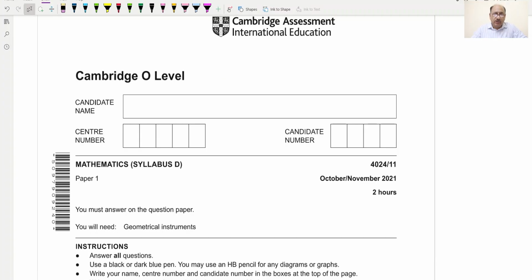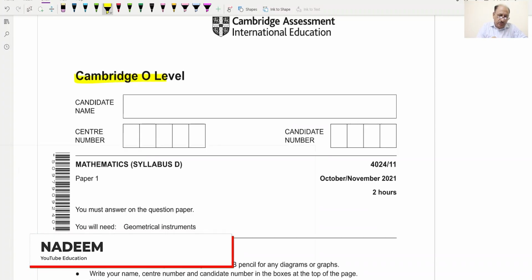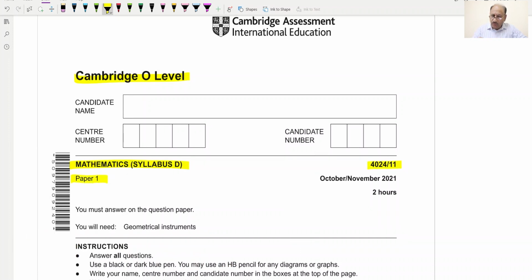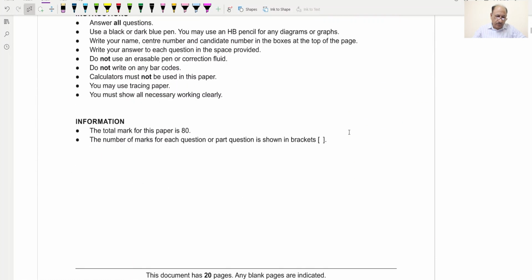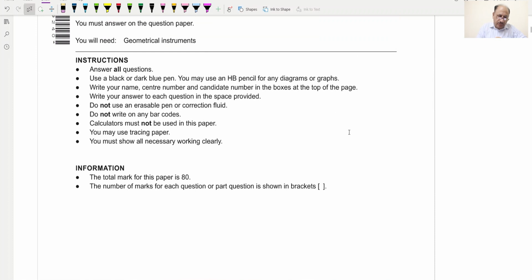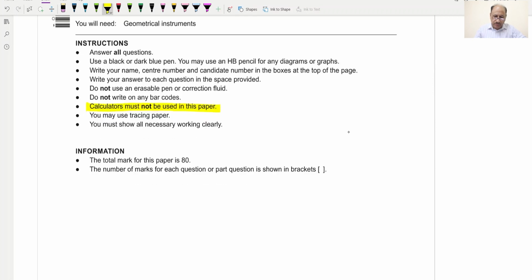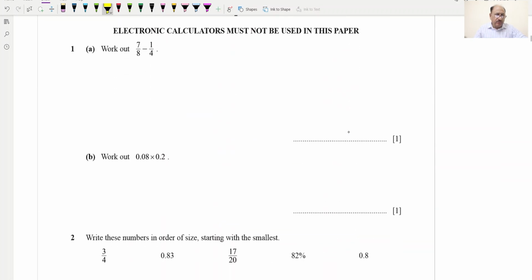Hello everyone, today we'll be going through Cambridge O-Level Mathematics Syllabus D Paper 1, 4024/11, October-November 2021. This is a non-calculator paper, so they have clearly mentioned that you cannot use a calculator for this. Calculators must not be used in this paper. So let us start with this one.